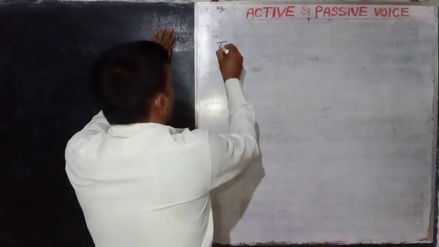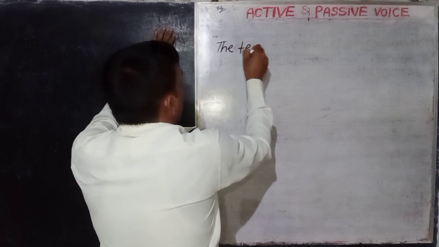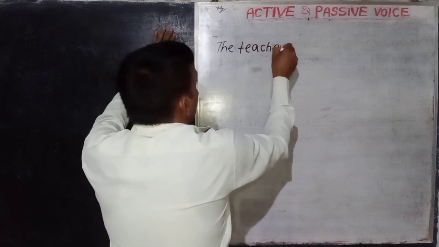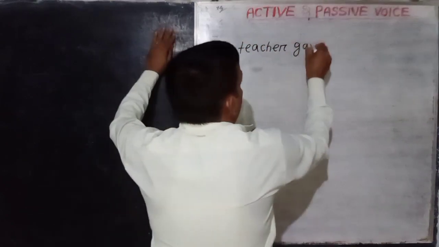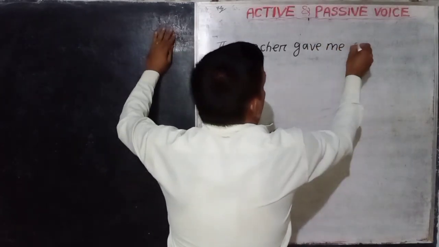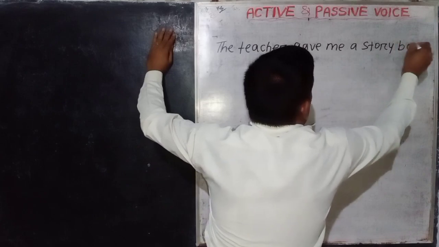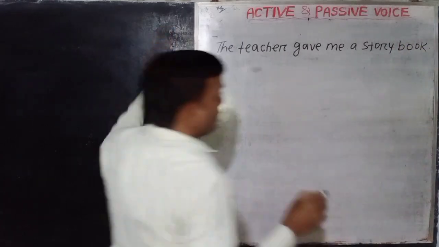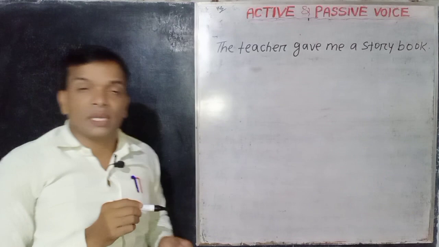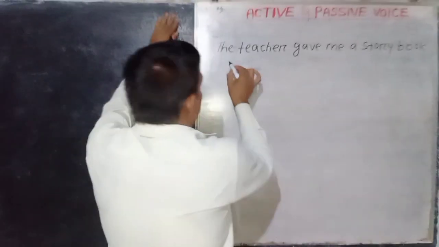See, the teacher gave me a story book. Okay, see, the teacher gave me a story book. Clear? Here I am writing the pattern.